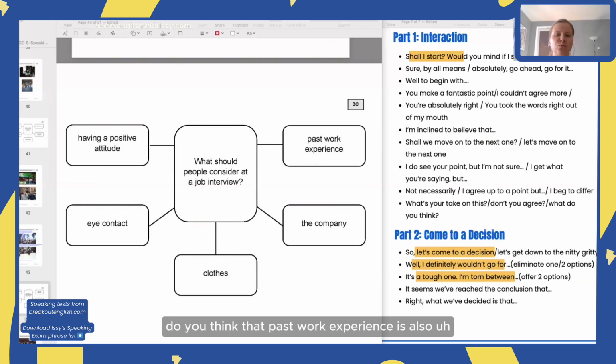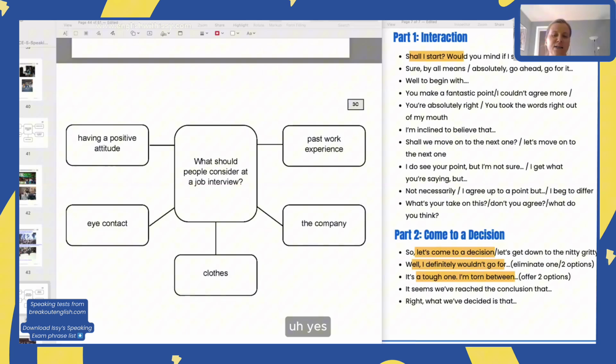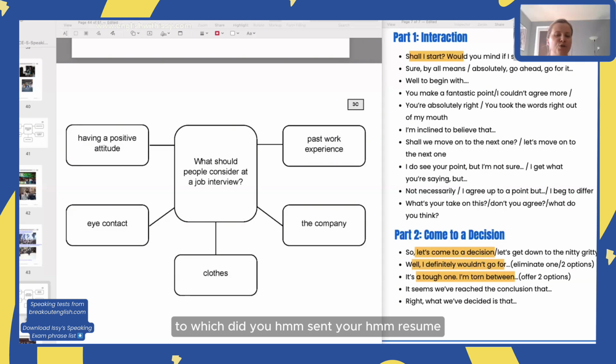Do you think that past work experience is also important at the job interview? I think that's one of the most important topics you have to talk about in an interview. But it could also be interesting for the company to show them that you have a good interest in what they do. Don't you think? Yes, I agree, but I still think that past work experience is more important than knowing the company to which you sent your resume.